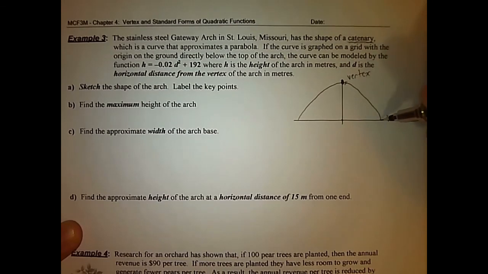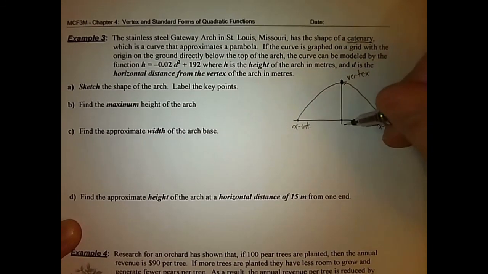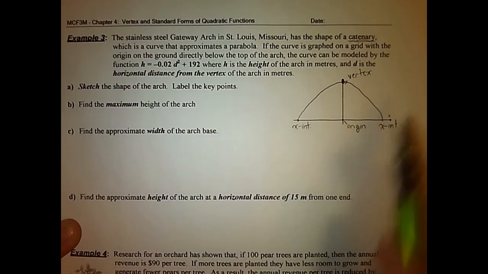And what would these points be? This would be an x-intercept or a root or a solution. And we can label this the origin if we want to. The main things are the vertex and the x-intercepts. So we labeled the key points.